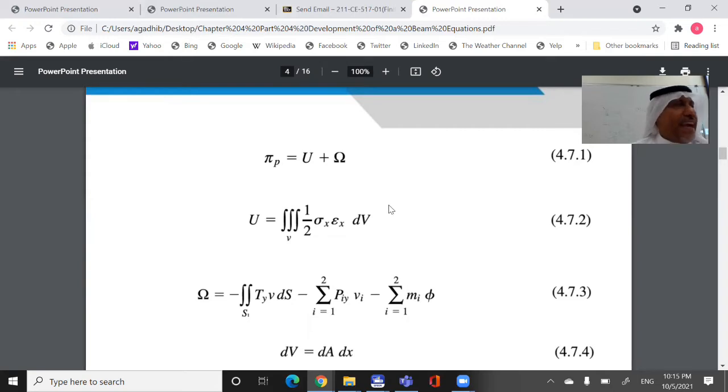Just think about omega. It is the work done with a minus sign. And the work done can be of three sources. It could be due to the applied surface force, which is called traction. This is why they call it T, traction. Concentrated force, which is the nodal forces, or the nodal moment. Okay, dV, what is dV? dA dx. Now, what do you think we will do?